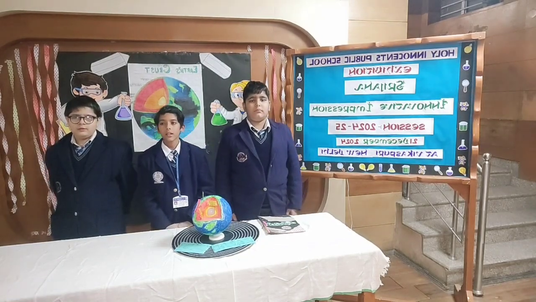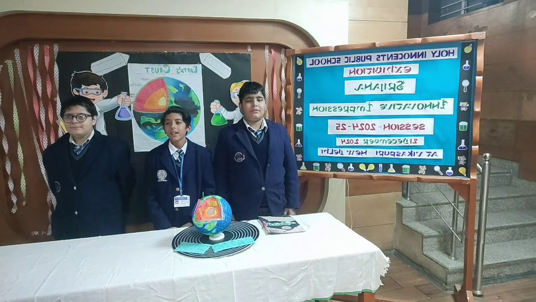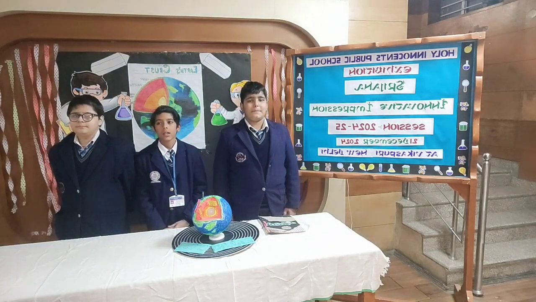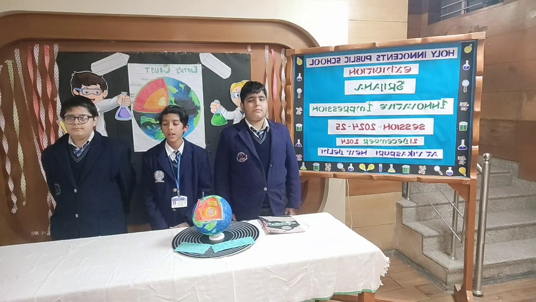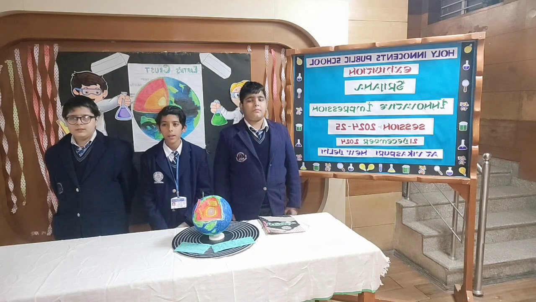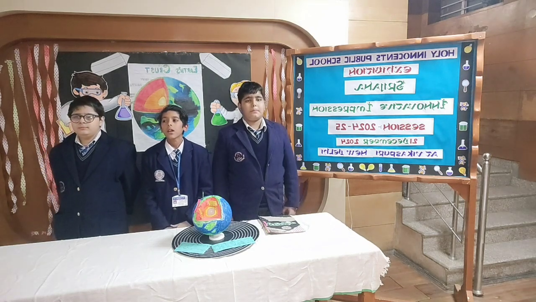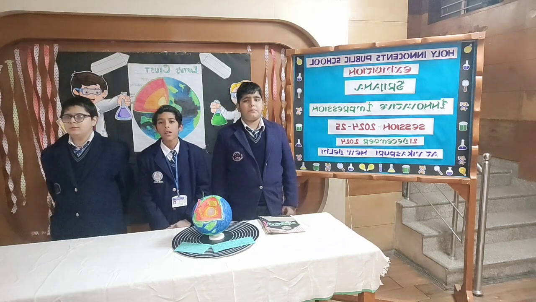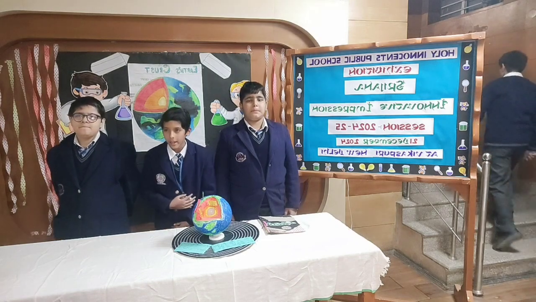The last layer is known as the inner core. It is a hot dense sphere made up of iron and nickel. It is a solid layer. The inner core is under intense pressure, nearly 3.6 million atmospheres, which prevents the iron from melting. It is extremely hot, with a temperature of 5200 degrees Celsius. It has a radius of 1220 kilometers. Thank you.